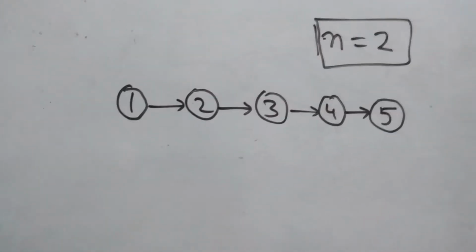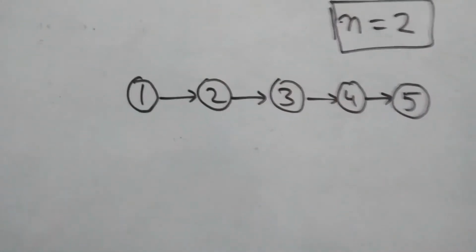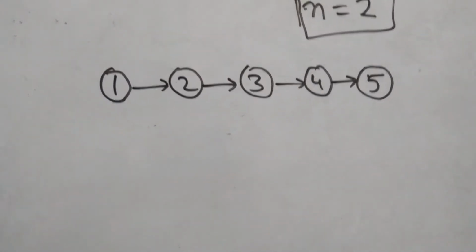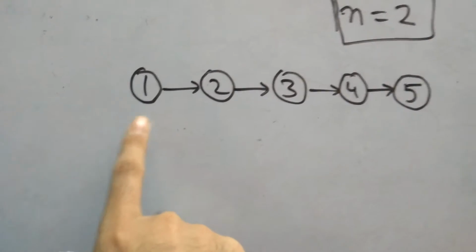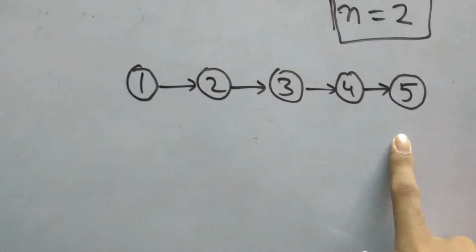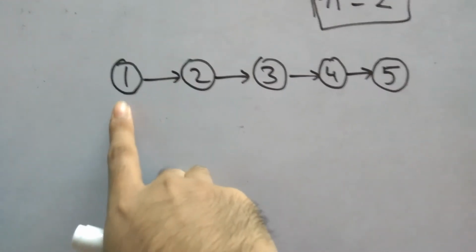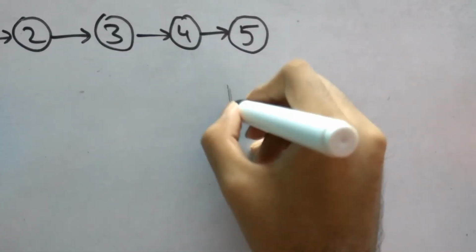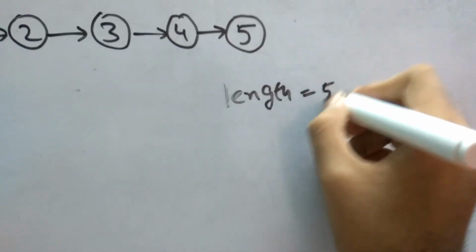Now let's first think about how to do it in a naive way, without thinking about the follow-up question of a single pass. The naive way is to count the total length of the linked list using one pass. Using one traversal, we can find out that the length of this linked list is 1, 2, 3, 4, 5. So the length is 5.